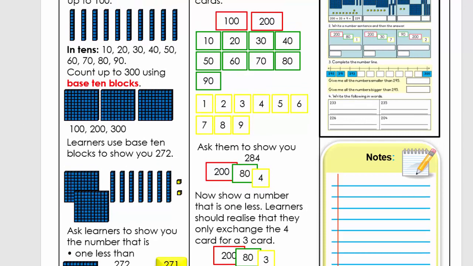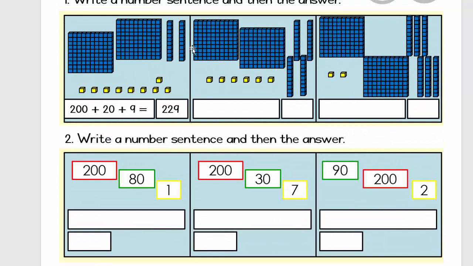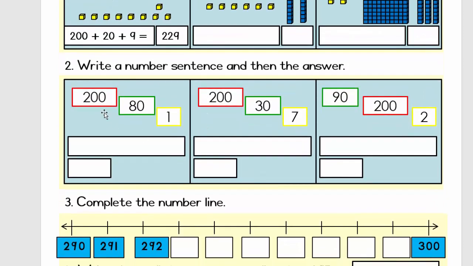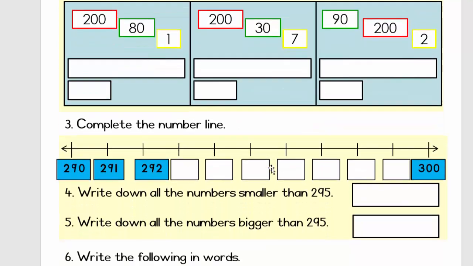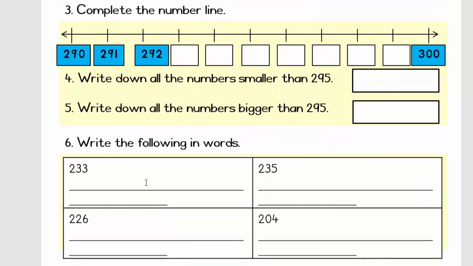Then we can go to the worksheet. Here on the worksheet you have the question and example. Now what you're going to do here is you've got 280 and 1. So first make a number sentence, 200 plus 80 plus 1, and you write the answer. Be very careful with this one. Look at the order carefully. Then you're going to complete number lines, and you're going to write these numbers in words.